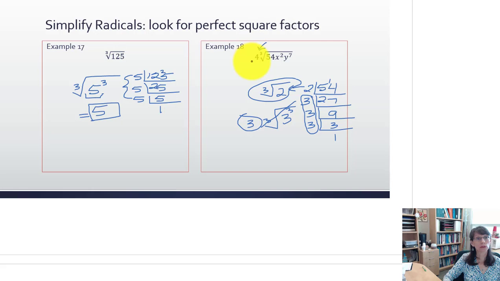I also notice there's a 4 written outside of this radical already. So I have 4 already clearing, multiplied by 3 that will also clear, and it is multiplied by the cube root of 2.